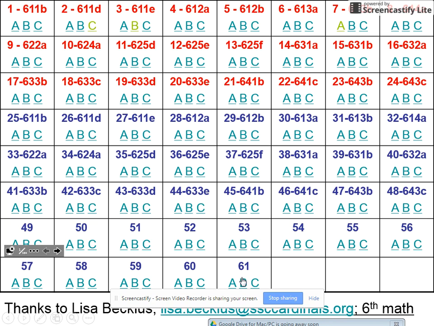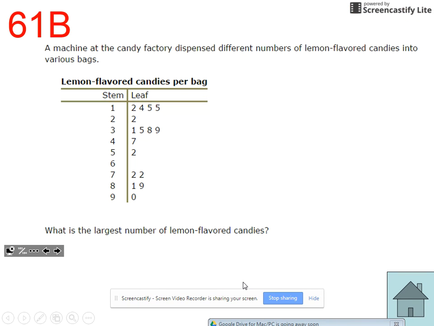Next is 61B. A machine at the candy factory dispensed different numbers of lemon-flavored candies into various bags. There's your stem and leaf plot. What is the largest number of lemon-flavored candies? Go ahead and pause the video now.